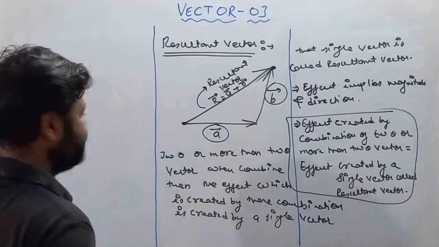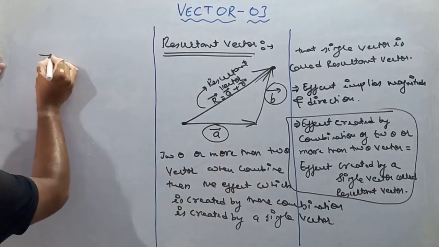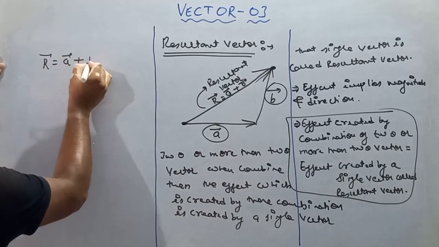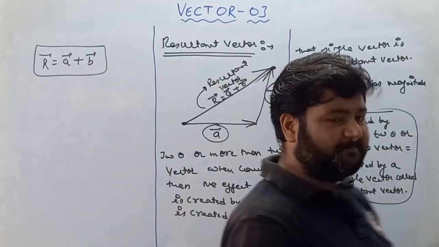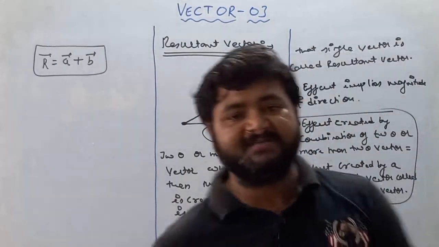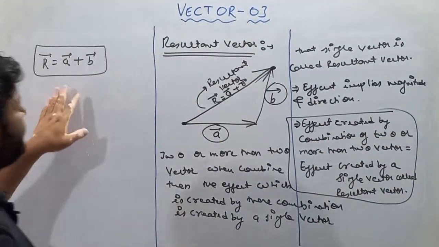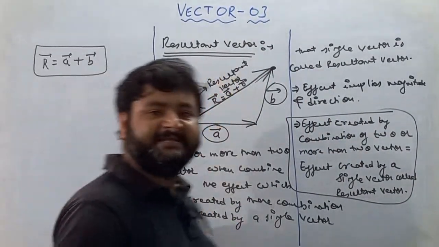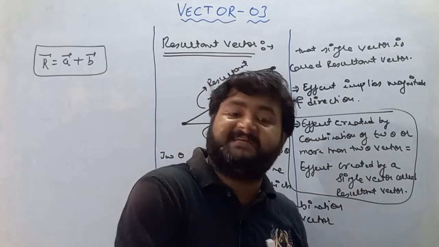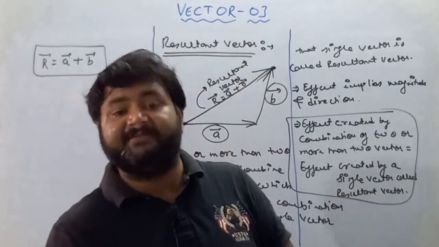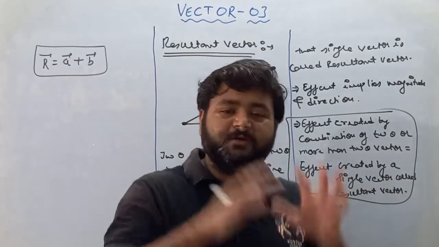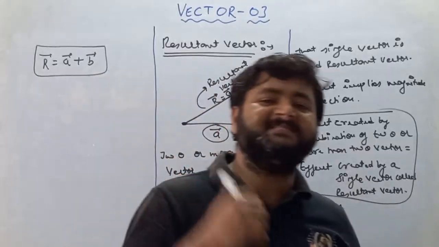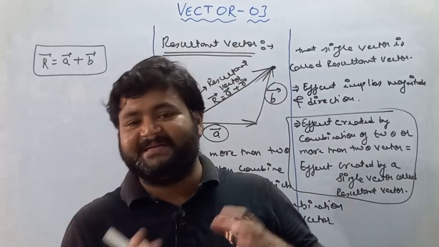So this is basically what a resultant vector is. We'll write resultant vector is equal to the combination of both the vectors in the form of a sum, that is A vector plus B vector. Remember this, my dear student. Resultant vector means the effect which is created by the combination of two or more than two vectors is equal to the effect created by one single vector called the resultant vector.